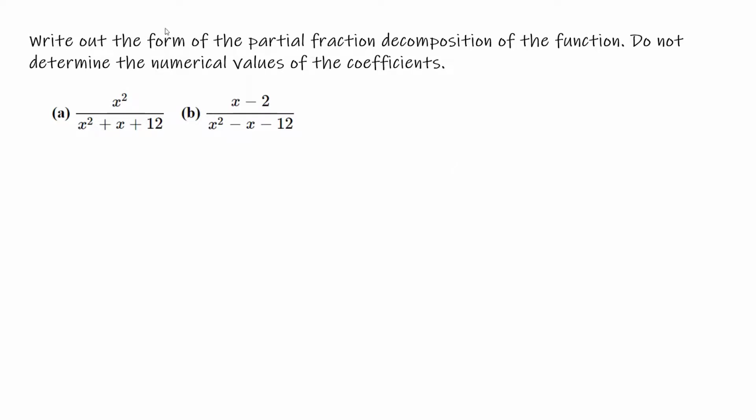Write out the form of the partial fraction decomposition of the function. Do not determine the numerical values of the coefficients. So pretty basic algebra here. Let me do part B first, because the bottom factors, we got x squared minus x minus 12.